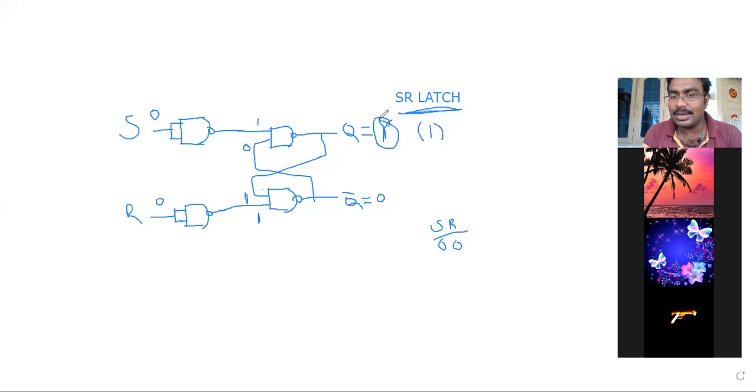What do we call that, guys? When S equal to 0, R equal to 0, what do we call that? No change state.